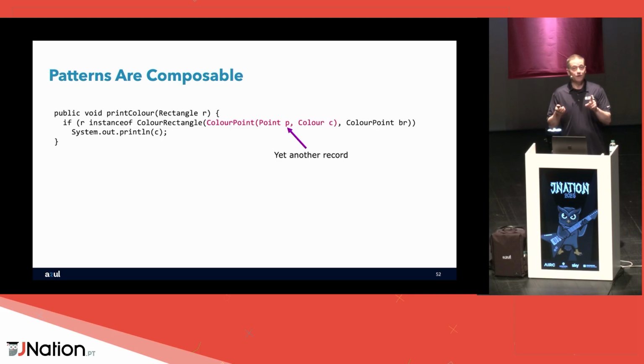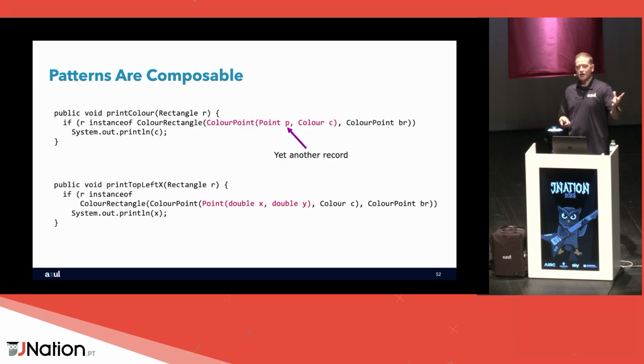Aha. But we know that Point is also a record. So let's get really silly and go print topLeft x of a rectangle. And we'll say if our instanceof ColorRectangle(ColorPoint(Point(double x, double y), Color c), ColorPoint br), print out x. And you start looking at that and you think, well, that's all very well and good, but I'm starting to lose that readability that I like in my code, and it's getting more and more complicated. There are two ways that we can simplify this.